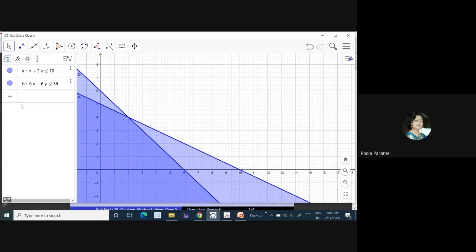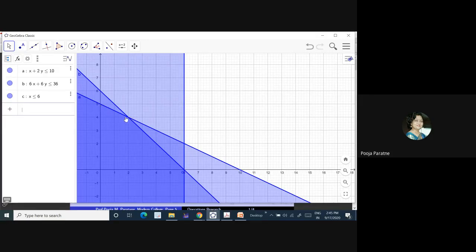The next constraint is x is less than or equal to 6. Since x is greater than or equal to 0 and y is greater than or equal to 0, obviously this region is our common feasible region, which lies in the first quadrant. So how many vertices are there for this? This is one vertex, which has coordinates (0, 5).